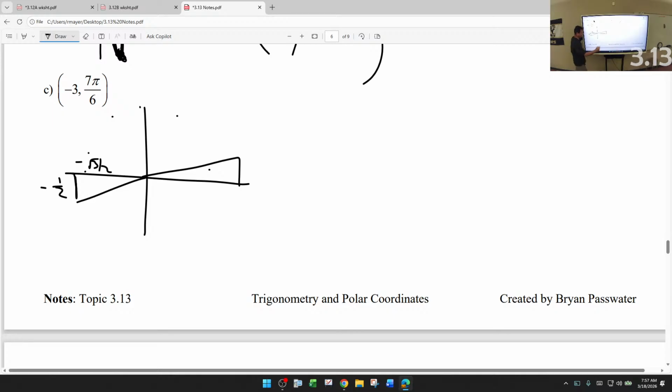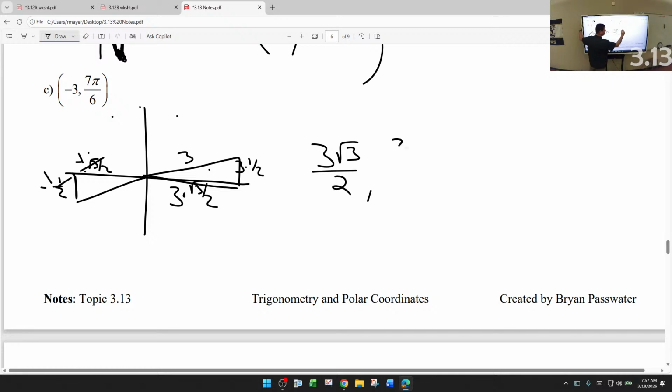That's okay. This is still 1/2, and this is still root 3 over 2, and this is 3. So if that's 3, then this is 3 times that, and this is 3 times that. And now it's not going to be negatives. They're going to be positives. And so to get out on my x, it's 3 times root 3 over 2. And to get up to my y, it's 3 times 1/2.